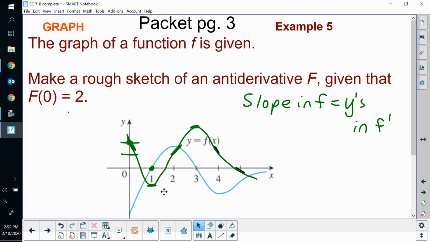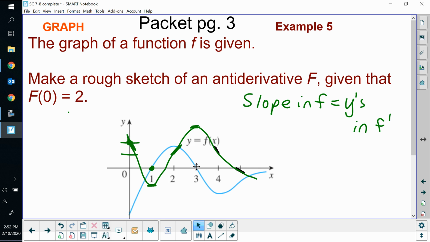So draw a little horizontal line for yourself. Then I went to this maximum. This maximum looks like it has a y value of around 2, so I just drew in a little line segment with a slope of roughly 2. Again, you're only drawing in these line segments so far.